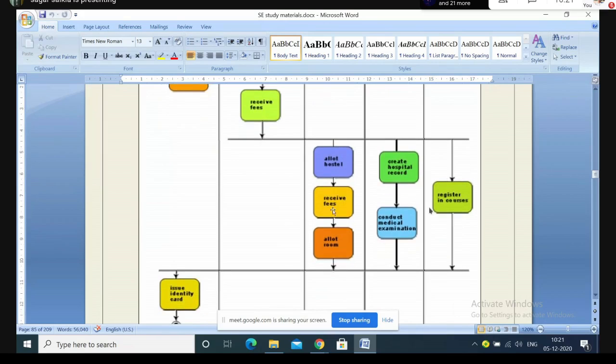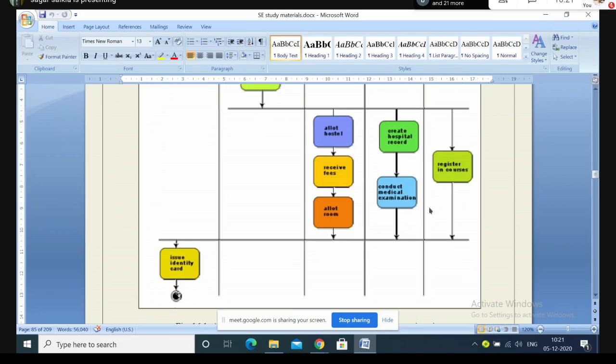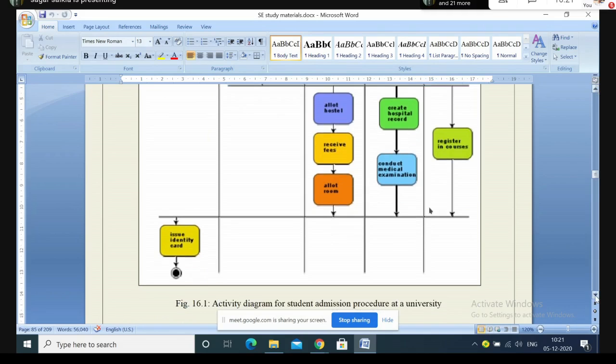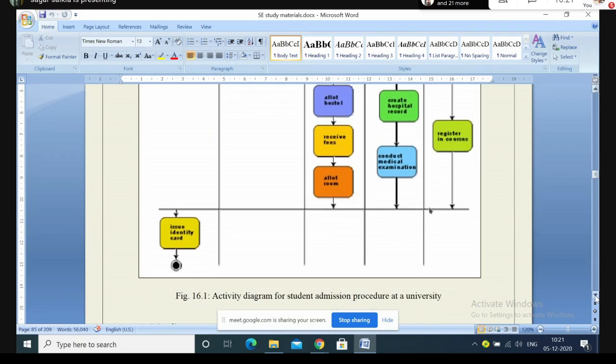Now, when all these activities are carried out and completed, what will happen? If you see this line, it means all have to be completed. They are connected. When all of them have reached the end point, meaning all the activities have been completed, we can generate the ID card for the particular student, and then the activity will stop with a symbol like this. So this diagram represents the activity of a student admission procedure at the university.